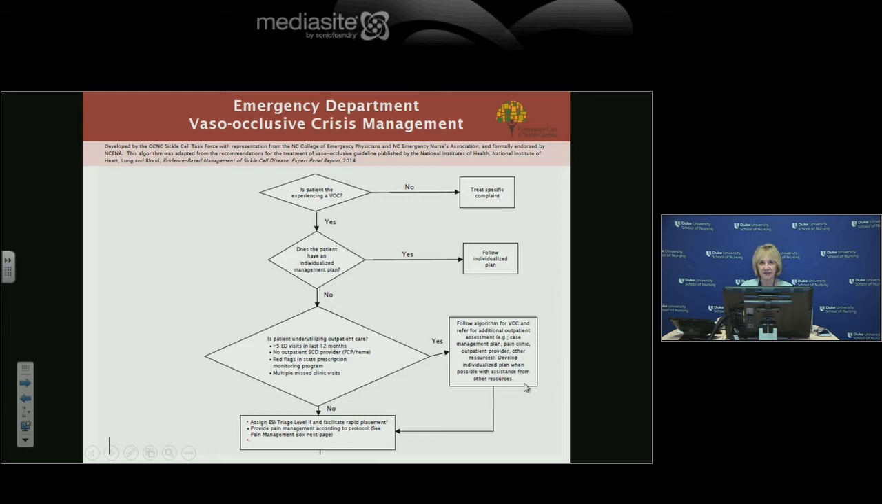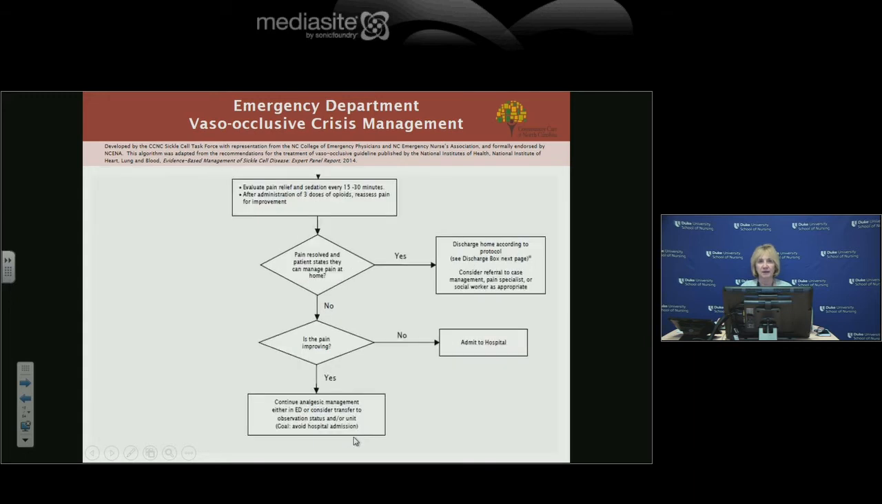And if that's not the case, we still come back to it: patients are assigned a triage level, ESI triage level 2, or if you're using a different system, an appropriately high triage level and rapid placement. We're going to provide pain management according to the protocol that we're going to talk about next. So we assess their pain and treat their pain every 15 to 30 minutes. After 3 doses, and this is a modification of the guidelines, we reassess their pain for improvement.